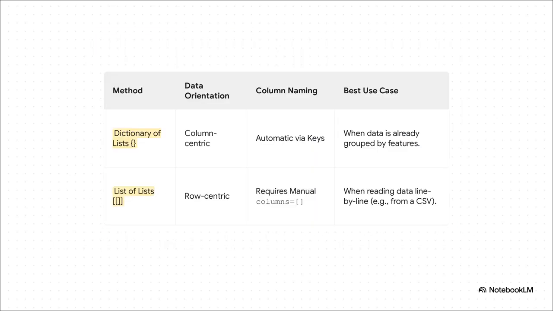So which one do you pick? This table makes it pretty simple. Is your data already grouped by features, like all the names are in one list, all the ages are in another? Use a dictionary of lists. You get automatic column names for free. But is your data organized in rows, like you're reading a file line by line? Then a list of lists is definitely the way to go.